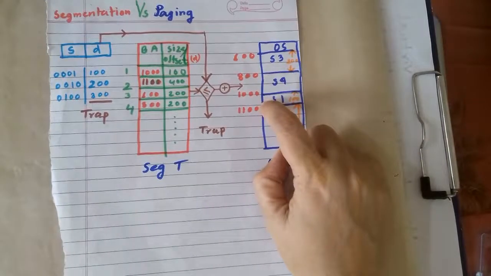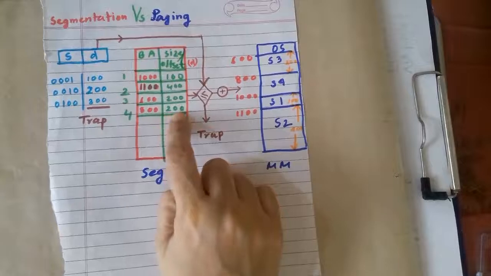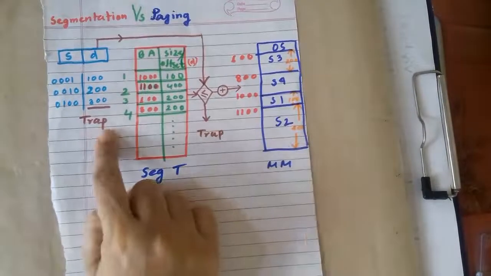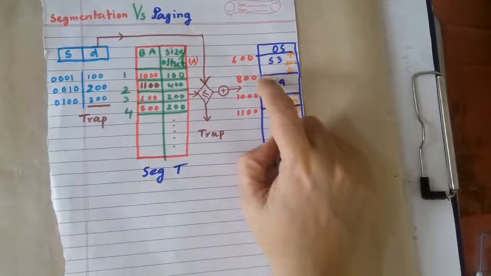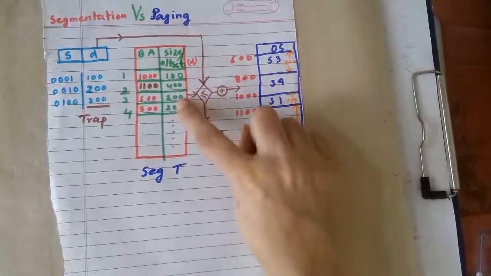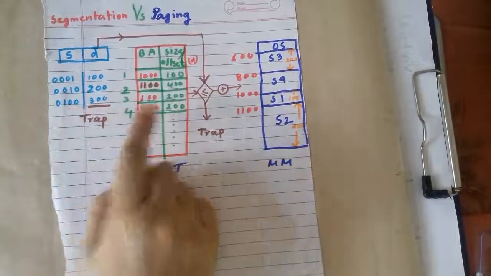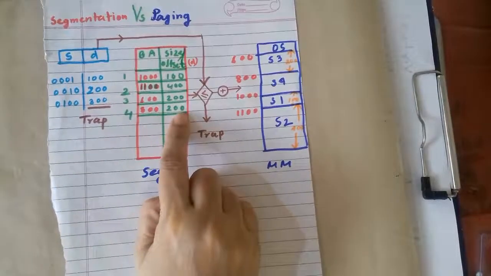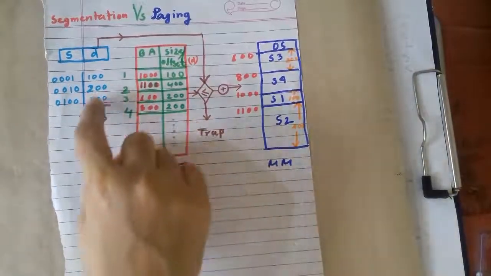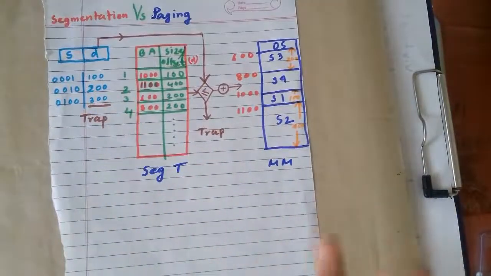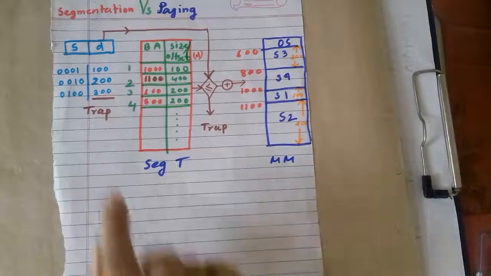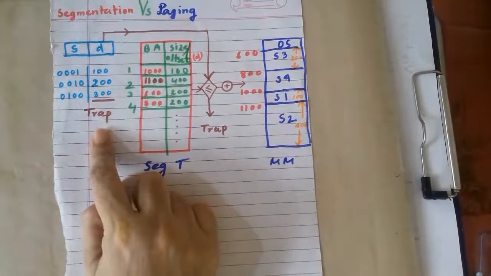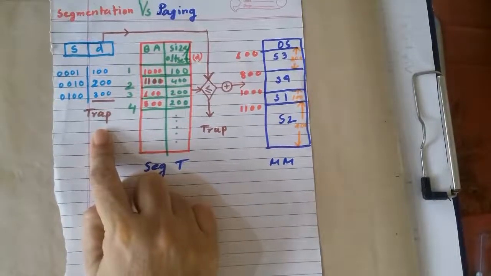Is it possible? No, because the segment length is only 200, so it will create a trap to the operating system. The segment 4 length is 200. So how to fetch 300? The size specified by the CPU is wrong, so it cannot be fetched, so it will be creating a trap to the operating system.